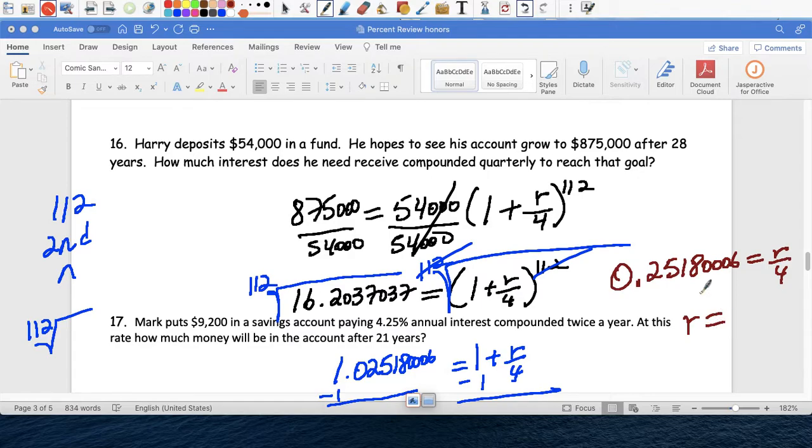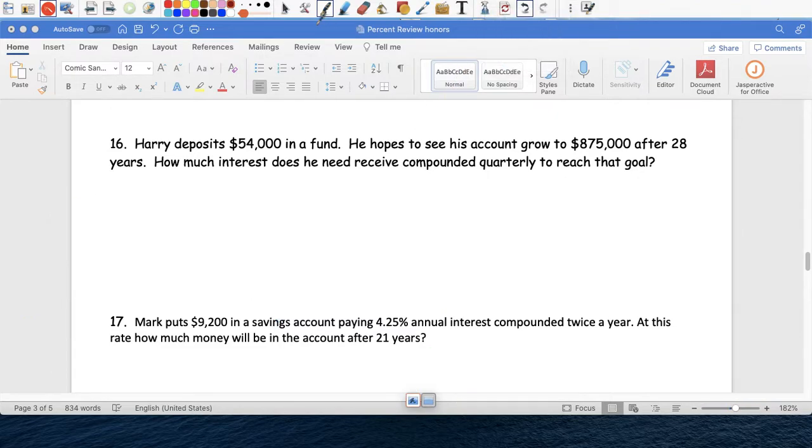So now I know r equals, enter, times 4, and r equals 0.1007200024, and you can multiply that by 100 or move the decimal 2 over. In order for him to accomplish that, some fund, some bank, some institution has to pay him, rounded, okay, we're going to round, 10.07% in interest rate. Okay, so that's that question.